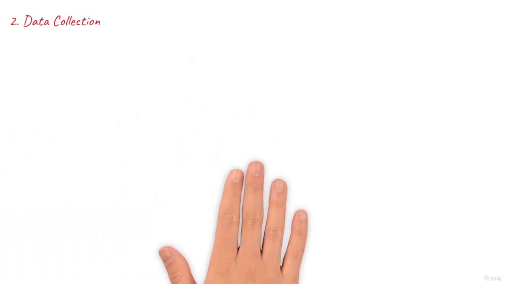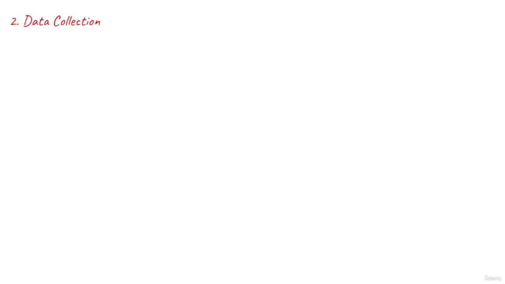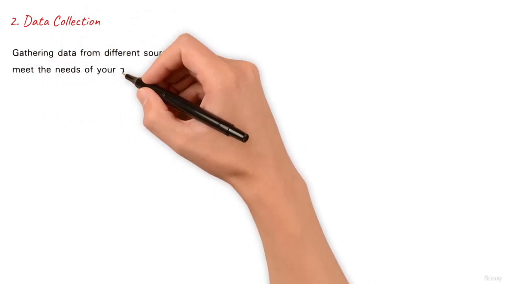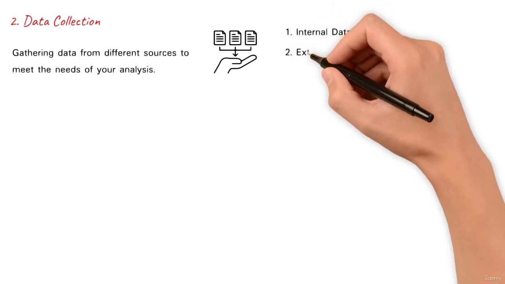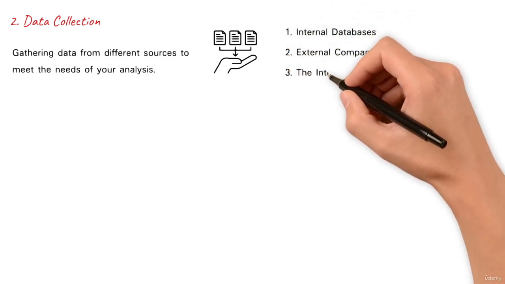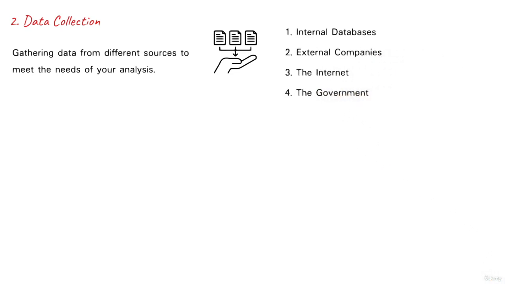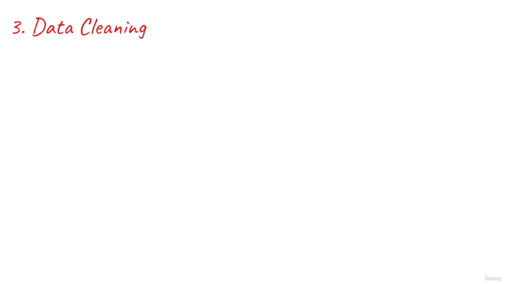After we define our objectives and questions, the next step will be to acquire the data that we need to answer that question. The data that you use can come from a variety of different sources, including internal databases, external companies, the internet, and the government, as well as a load of other different sources too. Then, depending on where your data has come from, you'll most likely have to carry out some data cleaning.